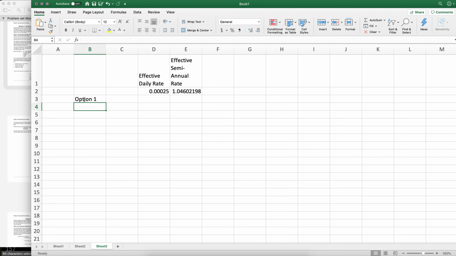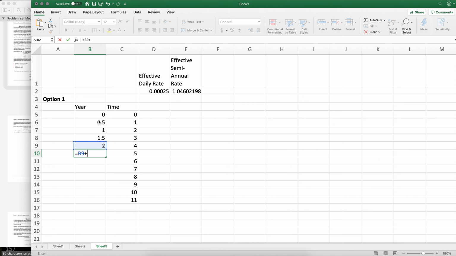Let's do option 1. And now that I've learned a little bit about how to set up this project, I'm going to move this. Okay, so the first thing is the payments occur every 6 months after the initial payment. So I'm going to put time right here. 0, 1, 2, 3 equals that plus 1. Now notice that since time is every 6 months, this is half a year. This is 1 year, it's 1.5 years, 2 years, so this is going to equal that plus 0.5.